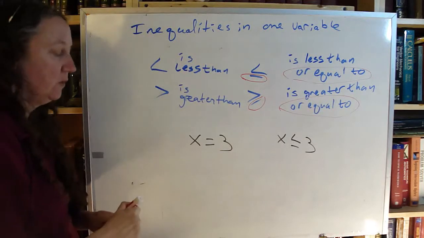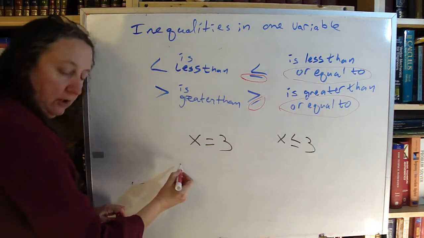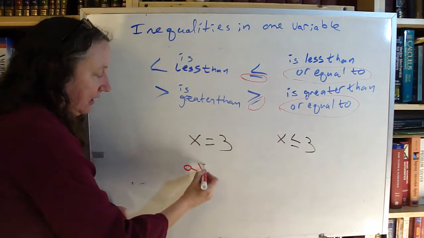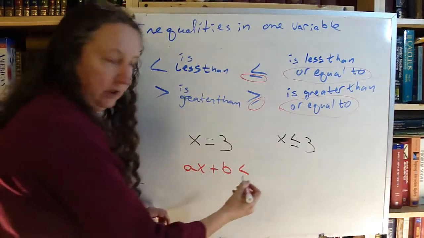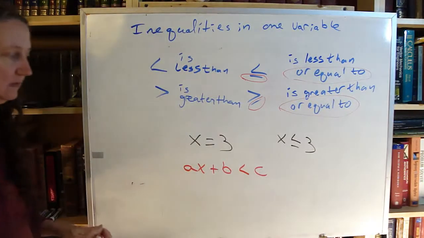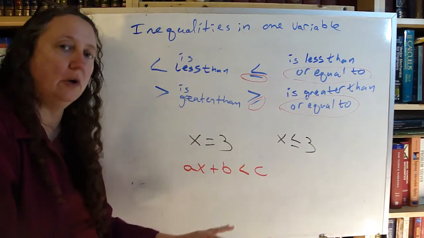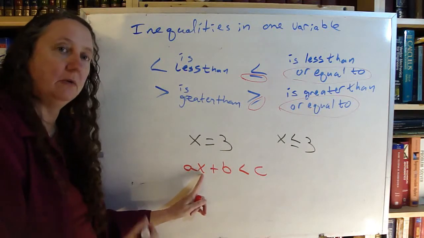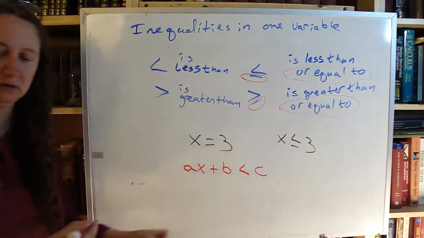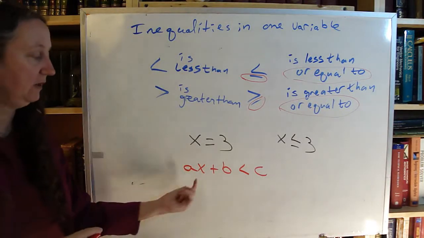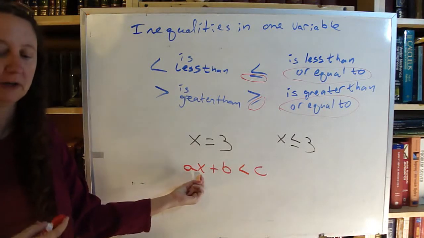So in this section, we're going to be dealing with linear inequalities in one variable. So that's going to be something like ax plus b is less than c. A, b, and c are all going to be numbers, and the only letter here that's going to stay a letter is x. So that's why this has only one variable, because x is the only letter there. x is the only variable.